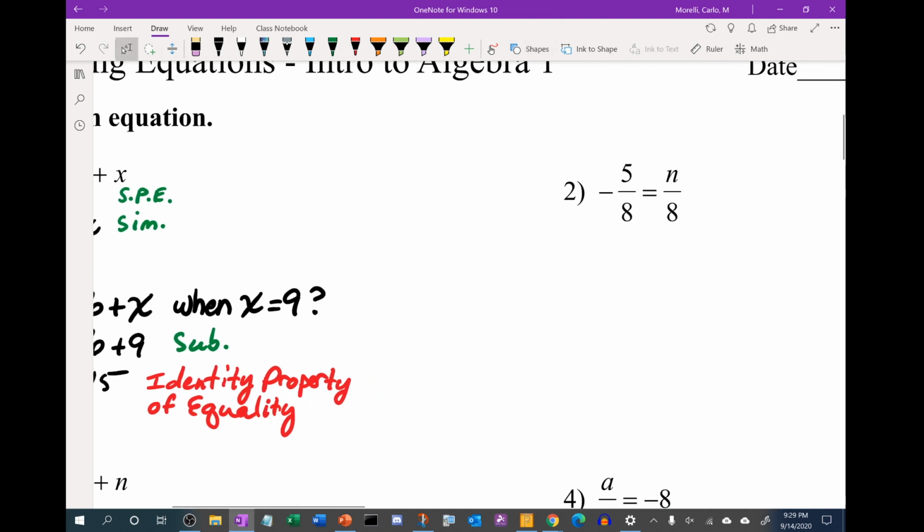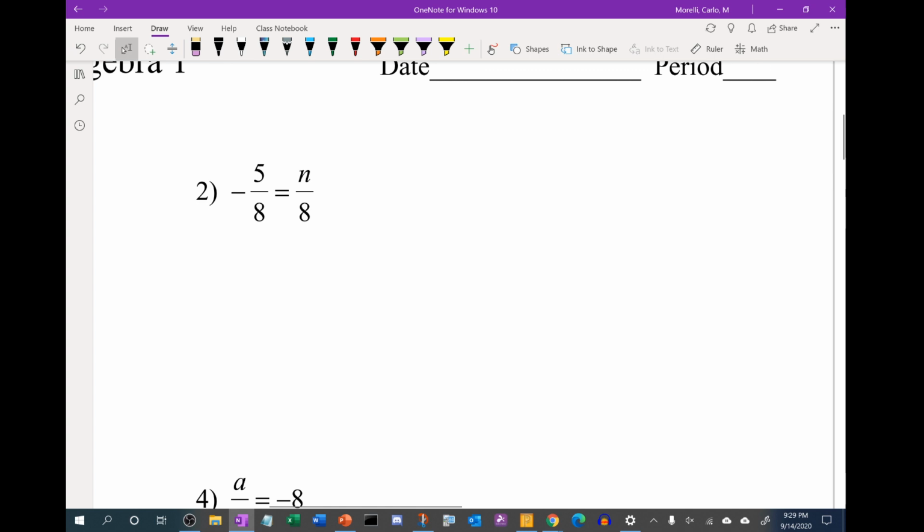Okay, moving on to number 2. I'm going to start by rewriting this. I need it to be kind of farther away from that 2. So I'm going to write negative 5 over 8 equals n over 8. My goal is to get the n by itself. So remember, I have to keep my equation in balance, guys. Keep that picture of that scale in mind.